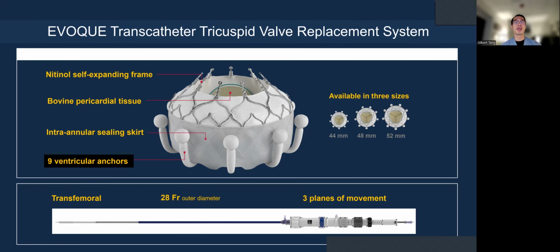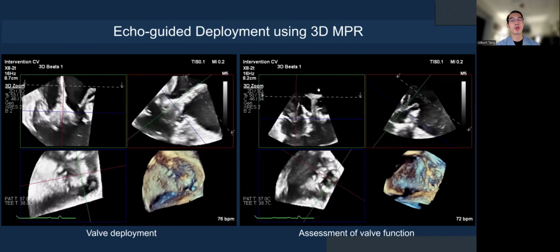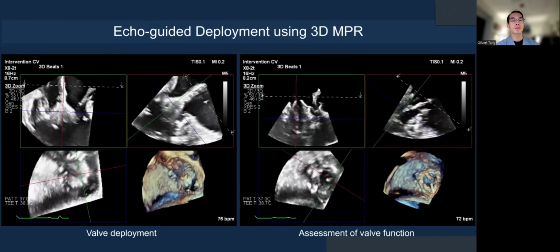Now, the Edwards EVOQUE transcatheter valve replacement system is now FDA approved. You can see that, in fact, there are 4 choices now in terms of sizes. And you can see here, this is an echo-guided, fluoroscopic-assisted procedure. You can see these anchors actually capture the leaflet. That's how they fixate this valve against the native anatomy. And you can see that here, once you deploy successfully, there's no TR to worry about. And this is done, you can see, using 3D reconstruction, confirming the leaflet capture before you deploy the valve.